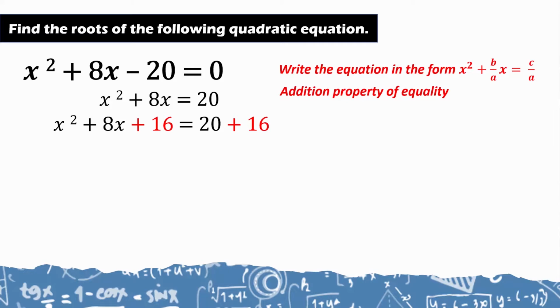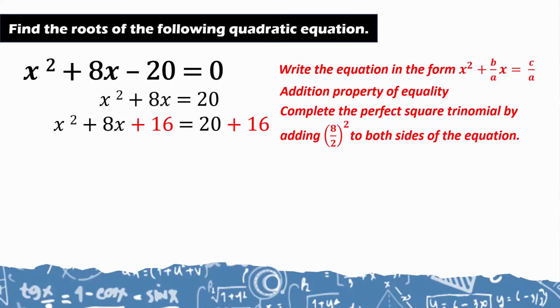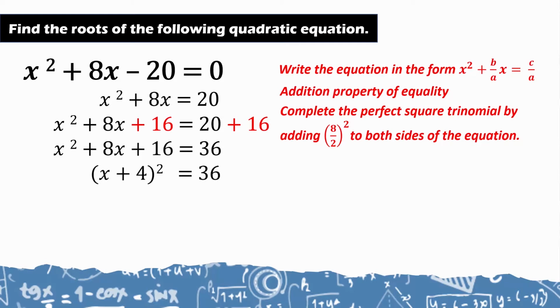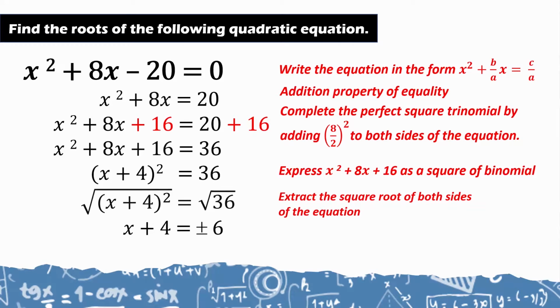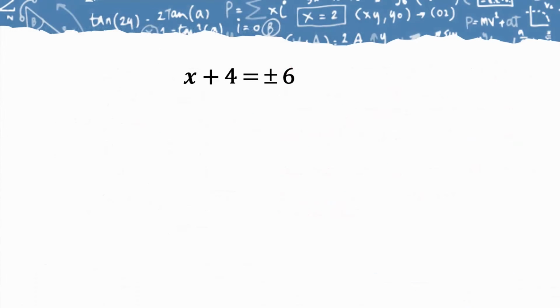So we have now x squared plus 8x plus 16 equals 36. Expressing x squared plus 8x plus 16 as a square of a binomial, that is equal to x plus 4 quantity squared equals 36. This time, we will apply extracting square root by extracting the square root of both sides of the equation. Then we have x plus 4 is equal to positive or negative 6.